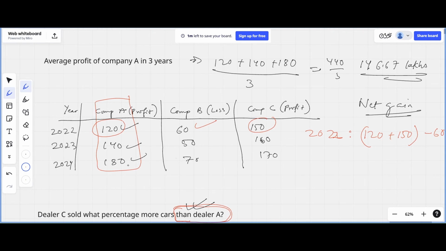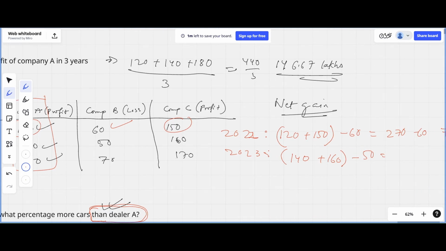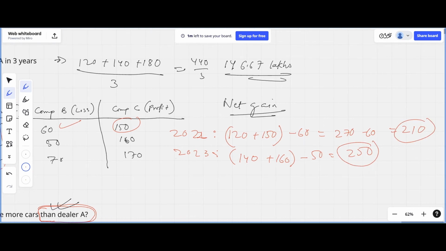What about net gain in 2023? You will add 140 and 160, and you will subtract 50. What will the answer be? This is 300. 300 minus 50 is 250. So net gain in 2023 is 250.